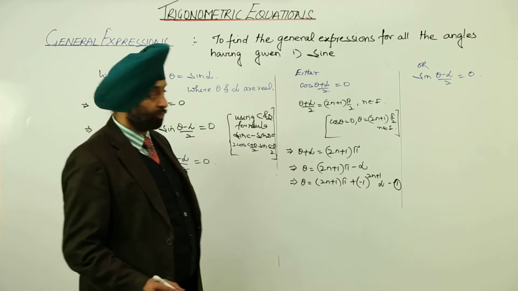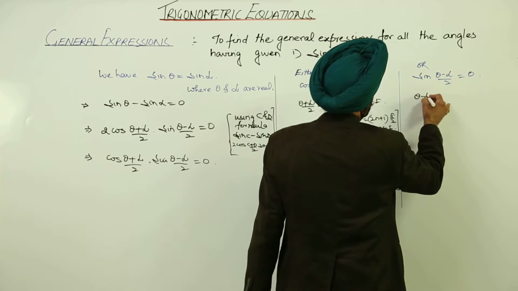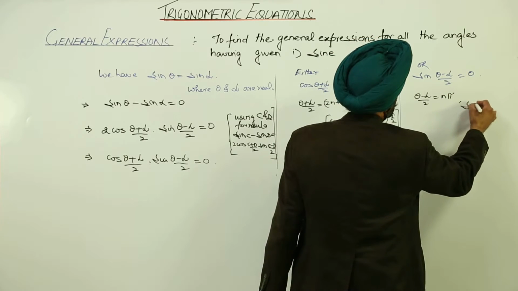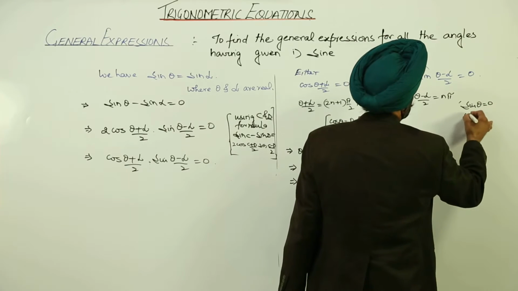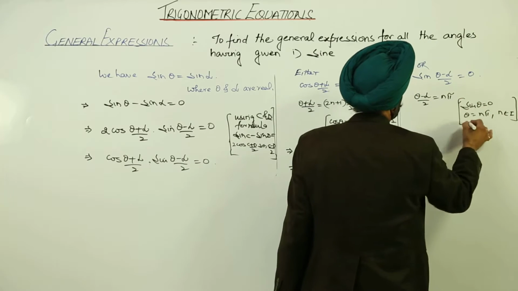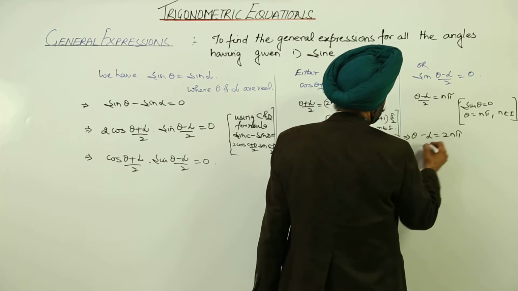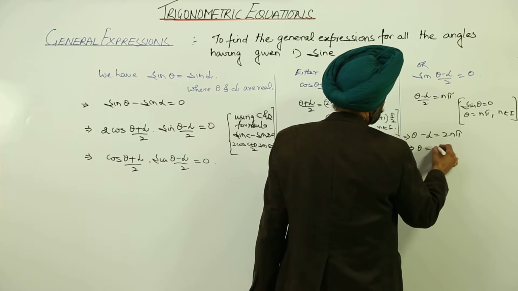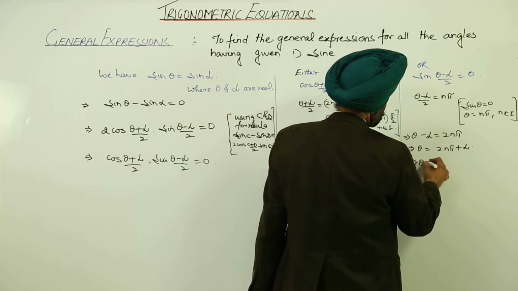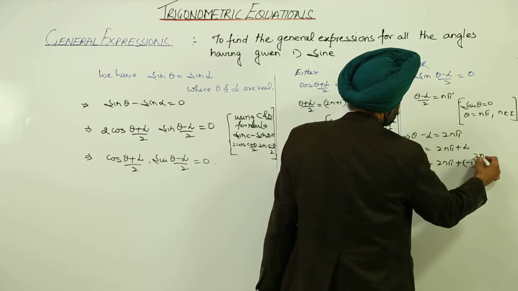Now I am going to share a very interesting concept with you. For this part we have (theta minus alpha) upon 2 is equal to n pi. When sin theta is equal to 0, then theta is equal to n pi, n belongs to I. So theta minus alpha is equal to 2n pi, theta is equal to 2n pi plus alpha, that is theta is 2n pi plus (minus 1) raised to power 2n alpha.